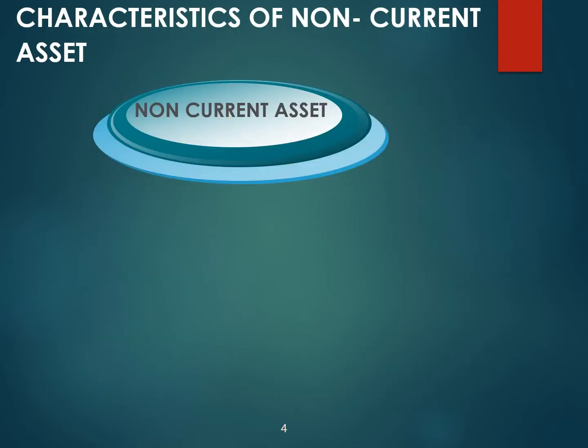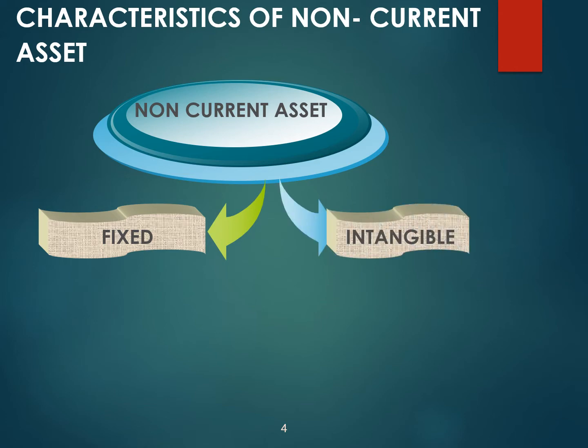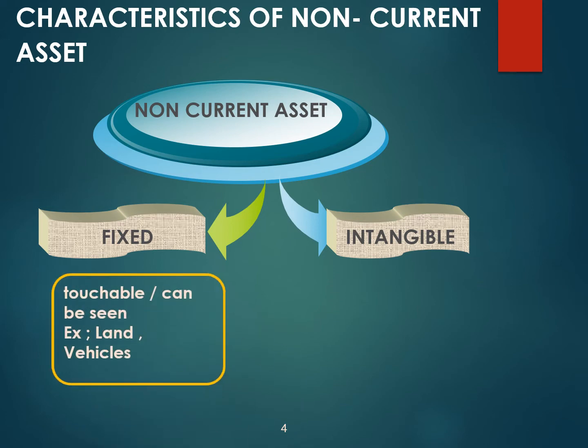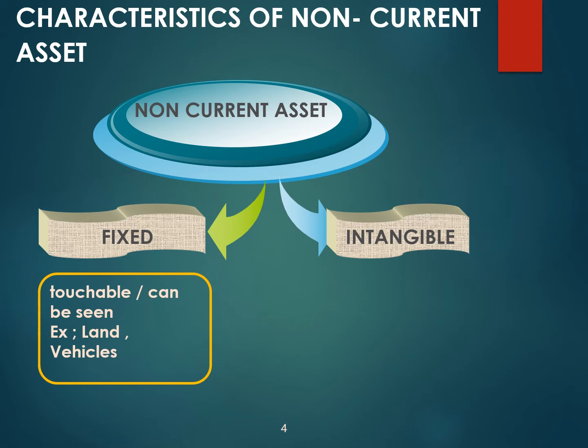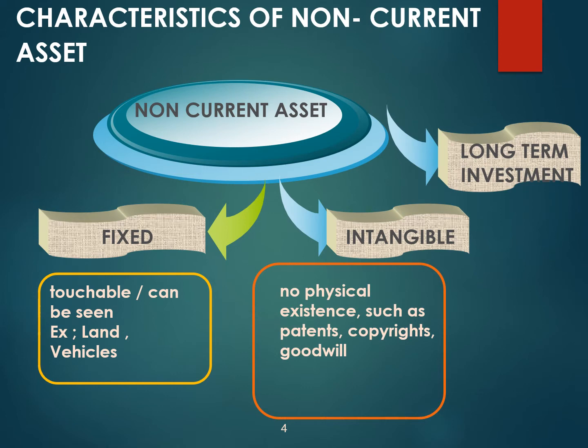The characteristics of non-current asset. There are three characteristics or three types of non-current asset. The first one is fixed non-current asset, second one intangible, and last one is long-term investment. So we go through first the fixed non-current asset. It can be touchable, means we can touch it, we can see it, example, land, vehicles, whereas the intangible non-current asset is it has no physical existence such as patent, copyrights, and goodwill. And the third one is long-term investment.